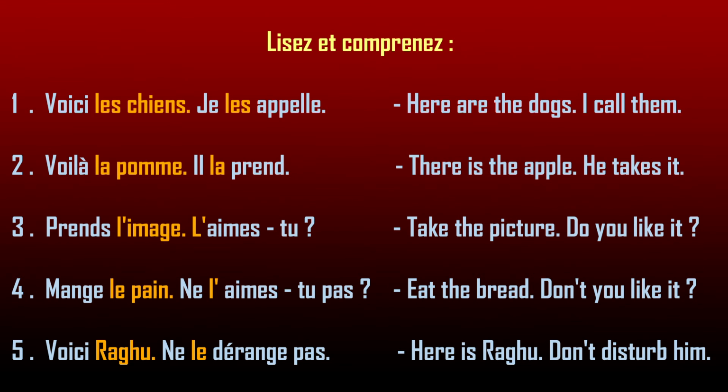Mange le pain. That's number 4. Mange le pain. Eat the bread. Ne l'aimes-tu pas? Don't you like it? It should be L-E, that becomes L apostrophe. The third one and fourth one also. Ne l'aimes-tu pas? Don't you like it?